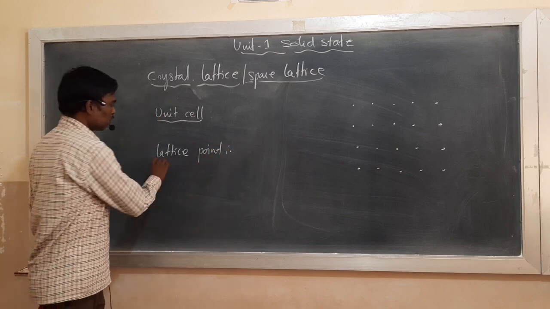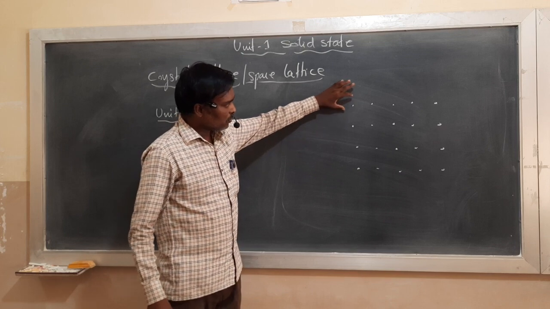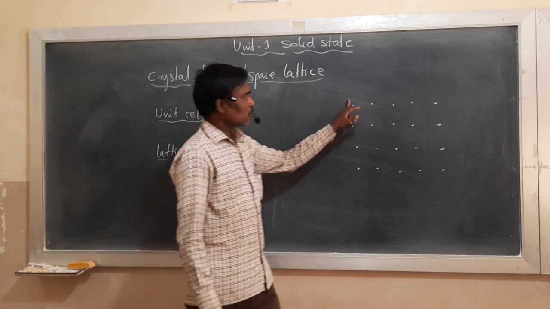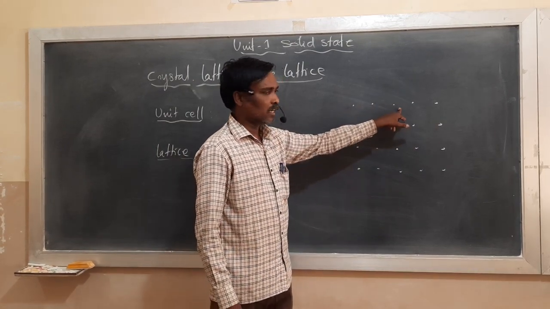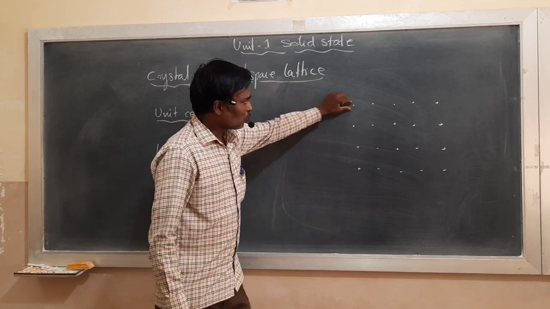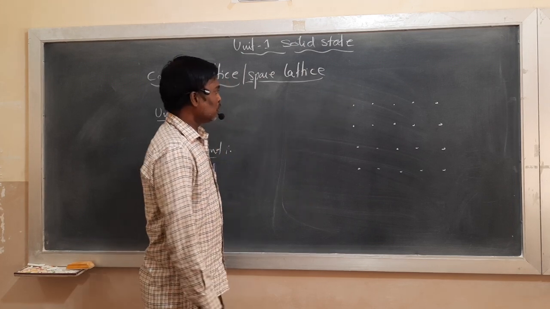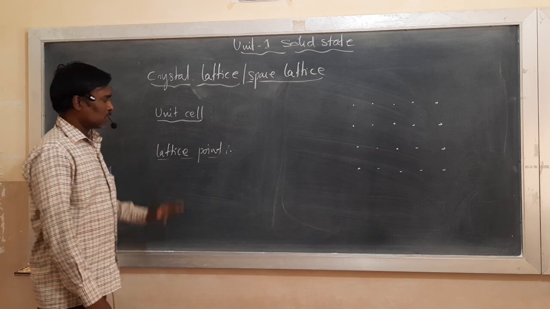Here, the lattice point is the point which shows the relative position of the constituent particles. So this is the crystal lattice where each point indicates a lattice point showing the position of the ion or an atom or a molecule in that crystal lattice. That is called the lattice point.